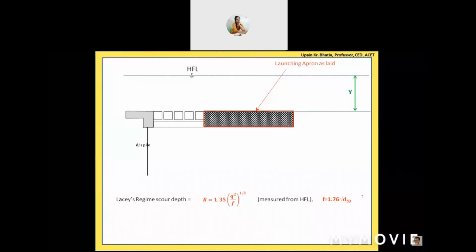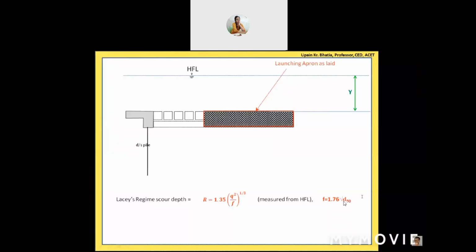From the entire width, the total discharge capital Q passes, but from 1 meter width of the channel, how much discharge passes, that is small q. And this F is silt factor, and it is calculated by the formula 1.76 under root D50. And D50 is the median particle size of the riverbed material. So 50% of the particles are finer than this size, and 50% of the particles are coarser than this size. So that particular size is called D50.